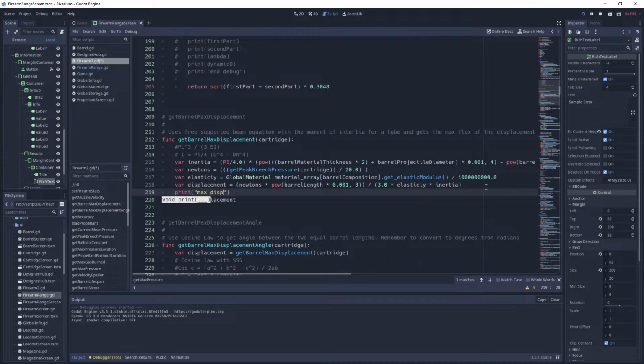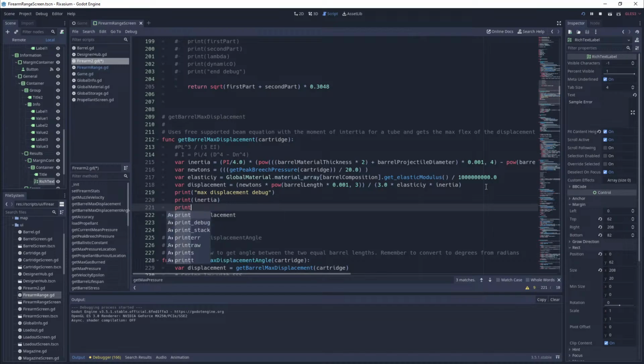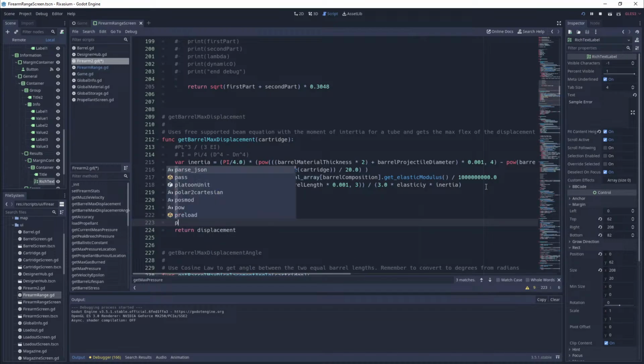Print, max displacement, debug. Max is cool. Say hi to Max. Initial. Newton. Elastica. Displacement.